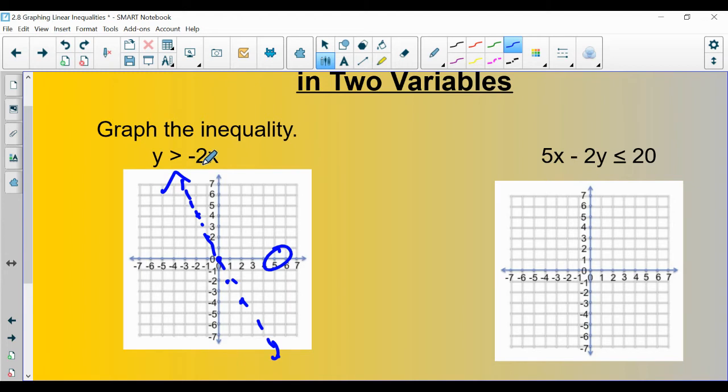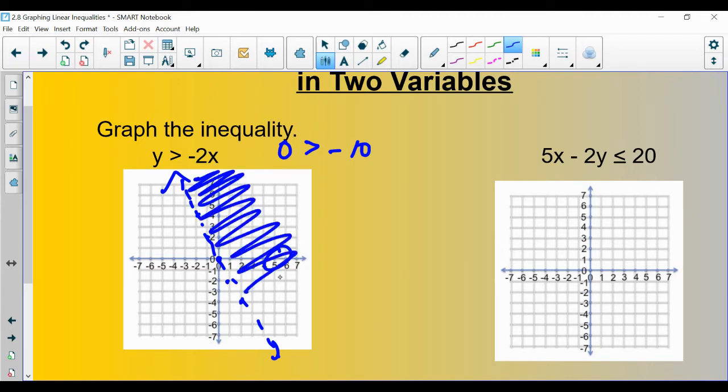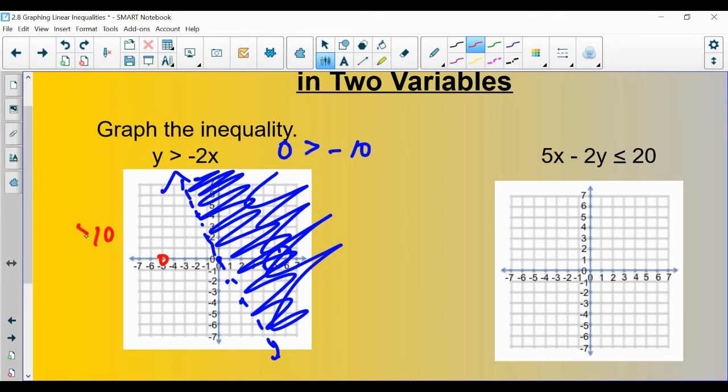If you plug in 5 for x, you would get negative 10. Is that greater than, this is 5, 0, so 0 is the y value. Is 0 greater than negative 10? Yes, it is. So that's telling us that this whole side should be shaded. We could double down, make sure that we're accurate by testing a point over here, like negative 5, 0. If you plug in negative 5 here, this would be 10. Is 0 greater than 10? Well, no, it's not. So that does vouch for this idea that this point should not be shaded, therefore it's this side that should be.